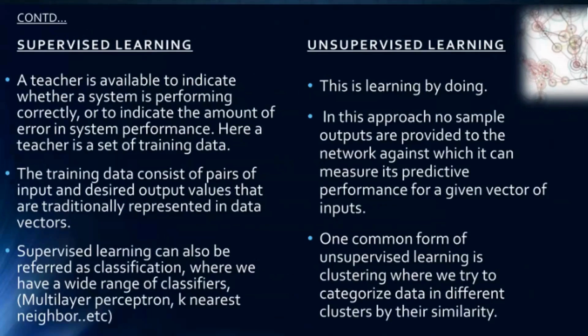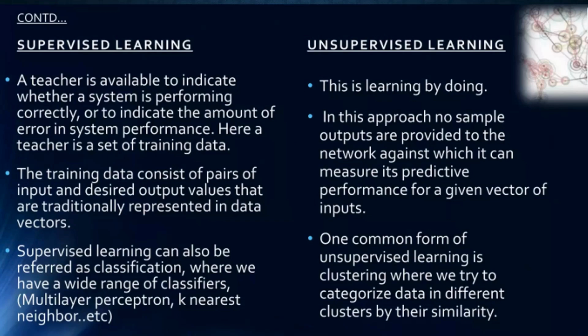Okay. So, mostly in machine learning, we have the parts of supervised learning and unsupervised learning, right? Let us consider supervised learning. In supervised learning, we have a teacher available to indicate whether a system is performing correctly, or to indicate an amount of errors in system performance. Here, a teacher is a set of a trainer, right? Is the data. Supervised learning obviously deals with labeled data, where unsupervised learning deals with unlabeled data.